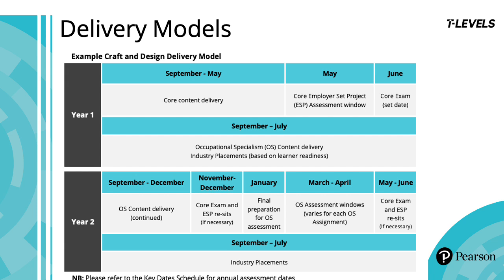On screen is an example delivery model for the T-Level in Craft and Design. This can be found on the Pearson pages for the qualification. It is important to note that this delivery model is just an example and centres can adapt it as they see fit.